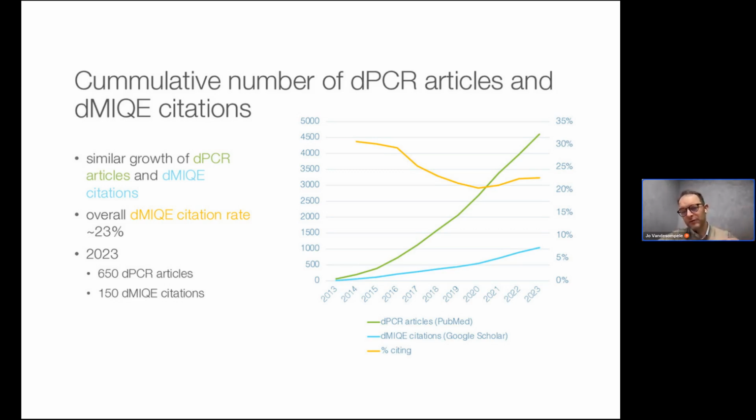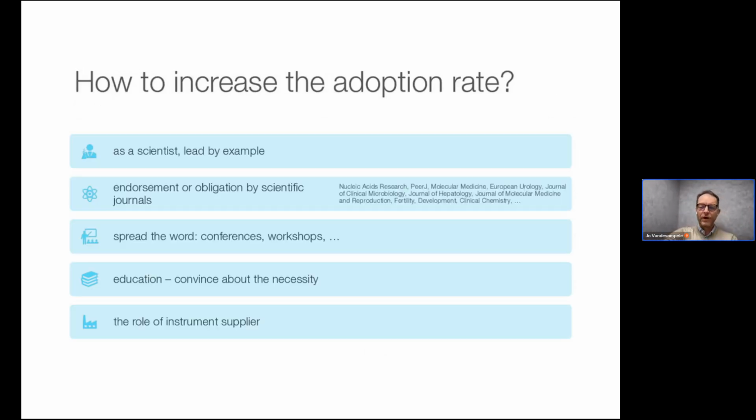And other studies have shown that if you cite minimal information guidelines, you're much more adherent, compliant, and transparent in how and why you did your experiments. So we're now approaching an adoption rate of 1 in 4. I think it can definitely improve, but it's very encouraging. So how can it improve? How can we increase the adoption rate?